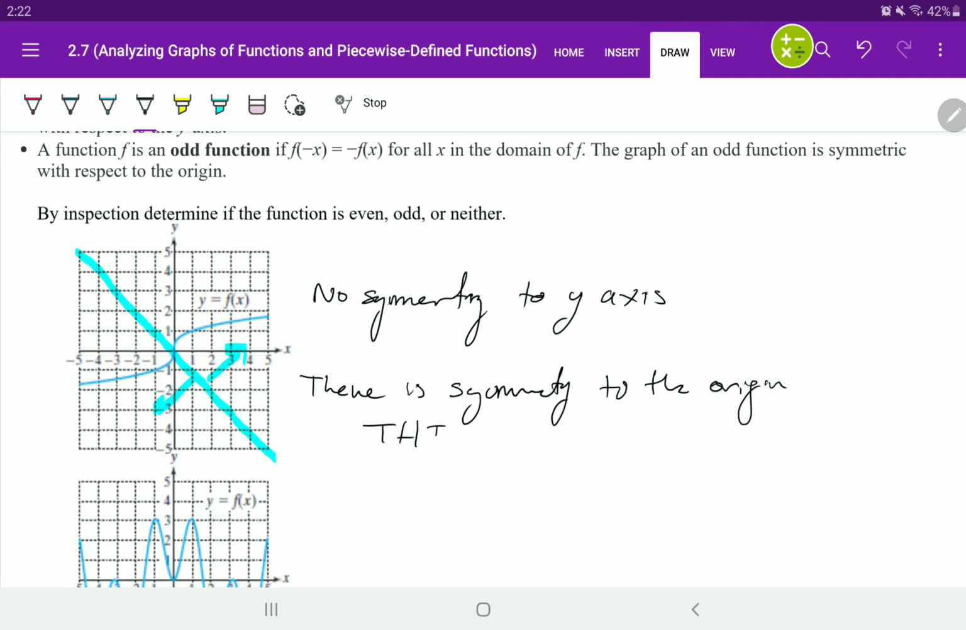This is an odd function. Can't even write odd correctly.